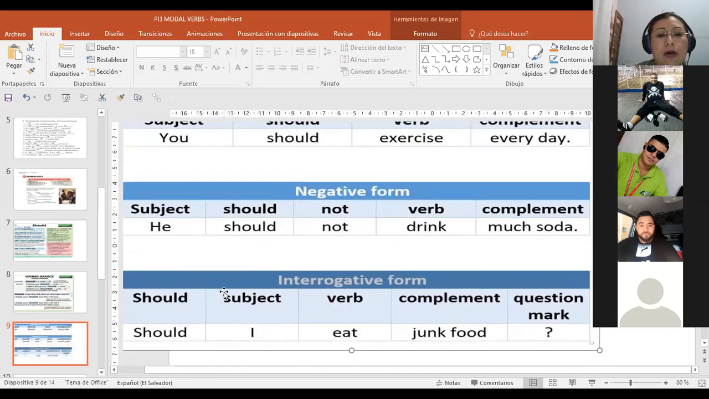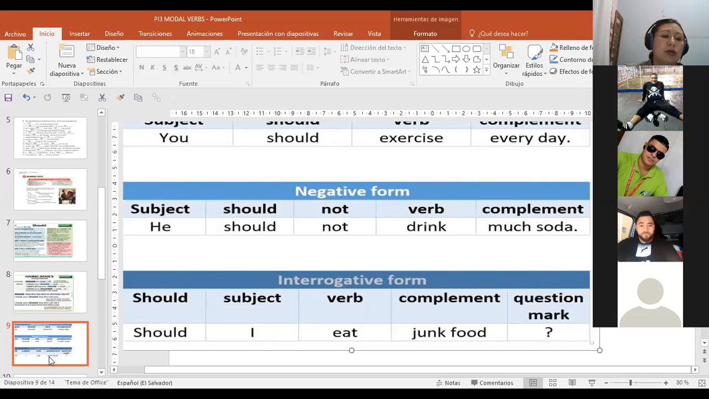In the interrogative form, the structure is should. You move the modal, in this case, at the beginning of the sentence, and then you say should plus the subject plus the verb plus a complement, and of course the question mark that tells us that we are asking a question. Should I eat junk food? ¿Debería yo comer comida chatarra? Maybe you say, you shouldn't eat junk food, or I think you don't have to eat junk food.